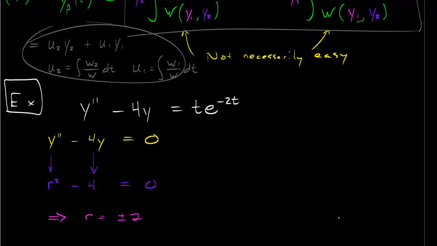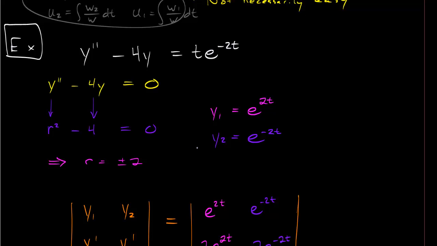We could use either the quadratic formula, or we could just factor this, or this is actually a very, very common type of polynomial, so you might just have the answer memorized. But in any case, we get r values of plus and minus 2, and so our linearly independent solutions are going to be y1 equals e to the 2t, and y2 equals e to the negative 2t. So positive and negative 2 are the values, e to the rt are the solutions.